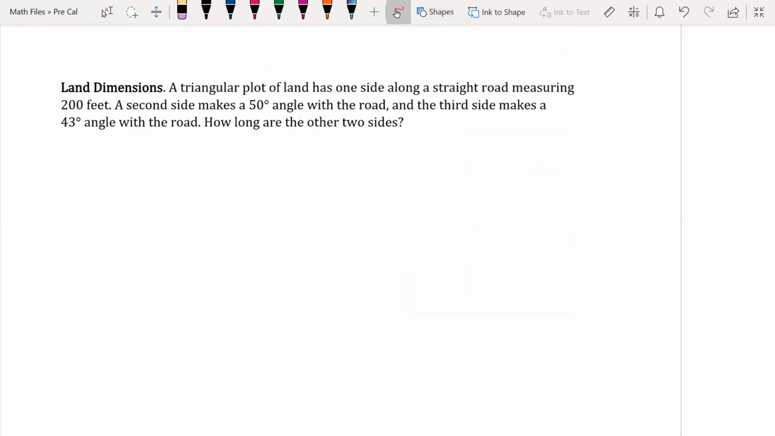All right. A triangular plot of land has one side along a straight road measuring 200 feet. A second side makes a 50-degree angle with the road, and the third side makes a 43-degree angle with the road. How long are the other two sides of this triangle?